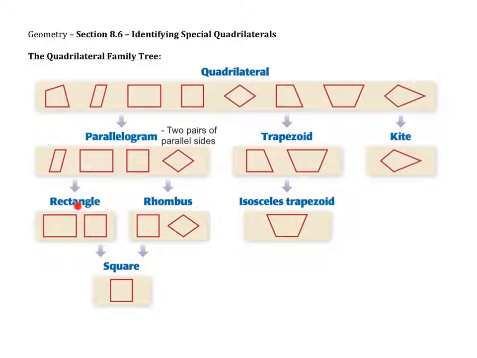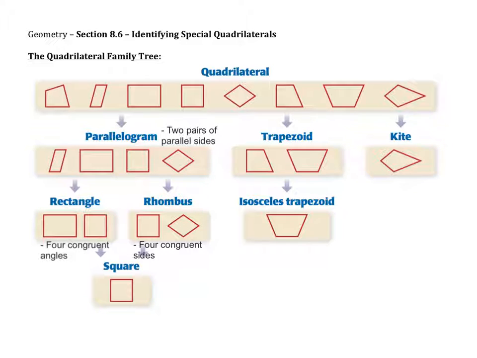So remember, a rectangle is a parallelogram with four congruent angles, and a rhombus is a parallelogram with four congruent sides. And if I put those two ideas together, I would get a square. So a square is a parallelogram that has four congruent angles and four congruent sides.